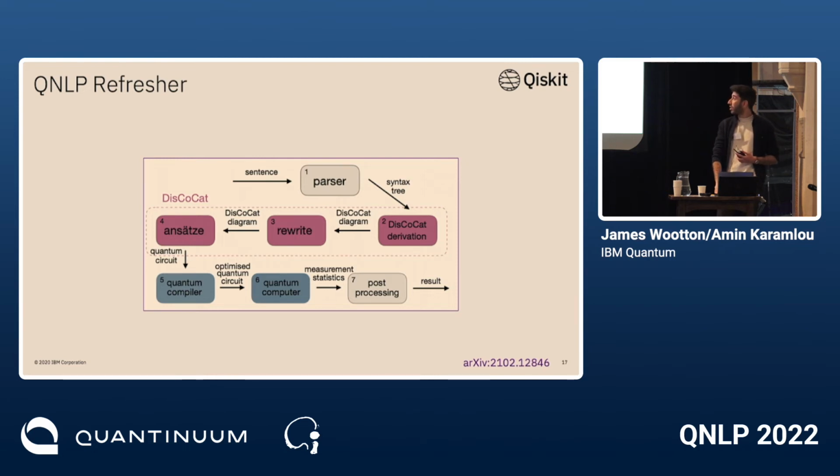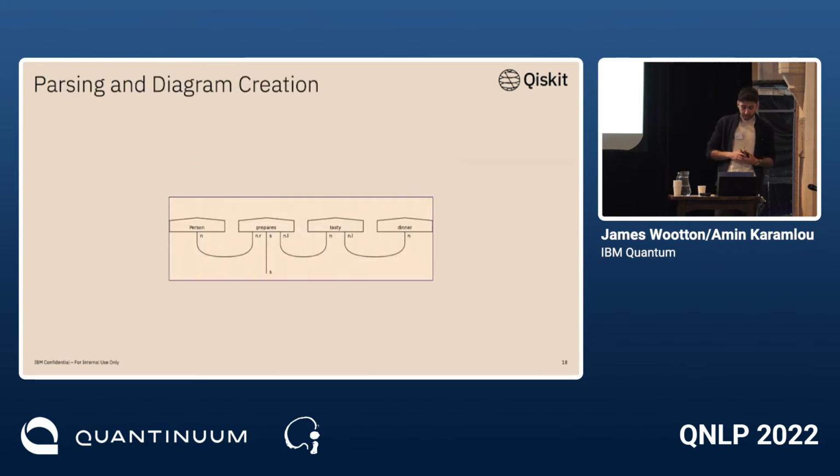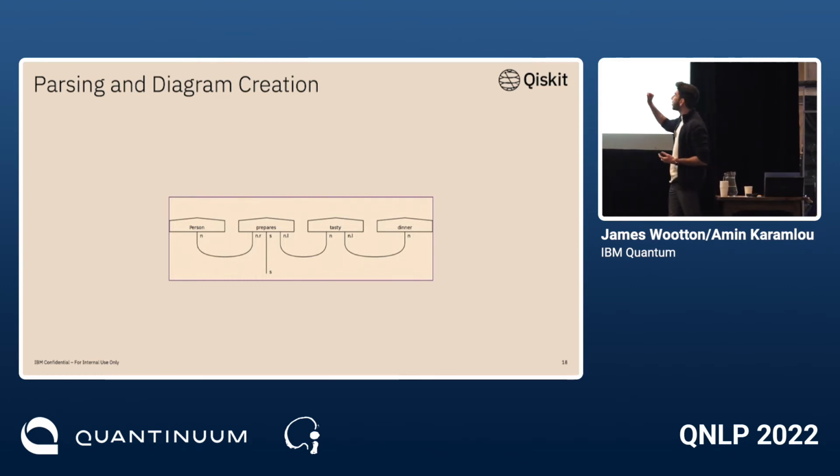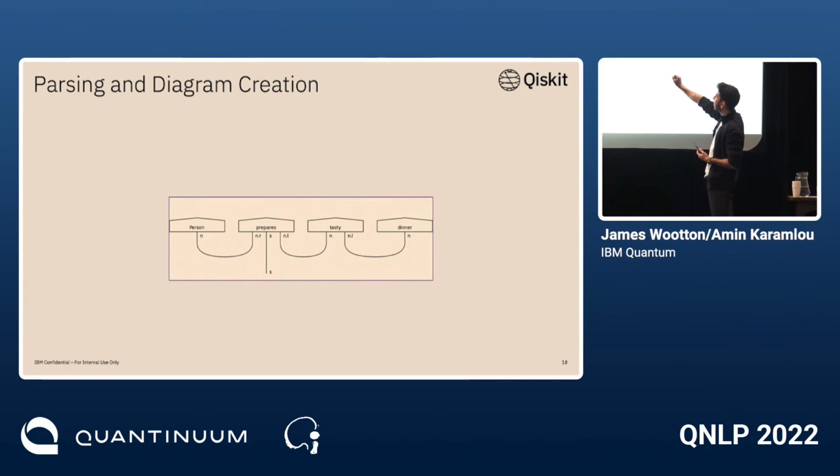So let's talk about that in a bit more detail. The first thing you need to do is actually extract these diagrams that we saw in the first talk today from a sentence. So let's say, and I'm sorry if you can't see this very clearly at the back, that the sentence I have in mind is, person prepares tasty dinner, right? You can extract a so-called DisCoCat diagram, that stands for distributional, compositional, categorical diagrams.